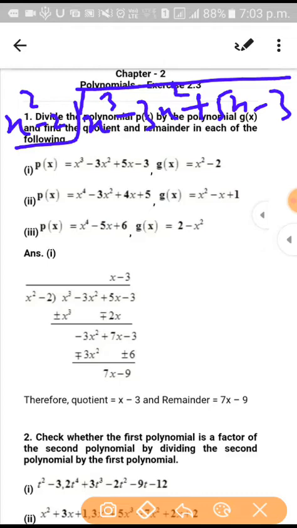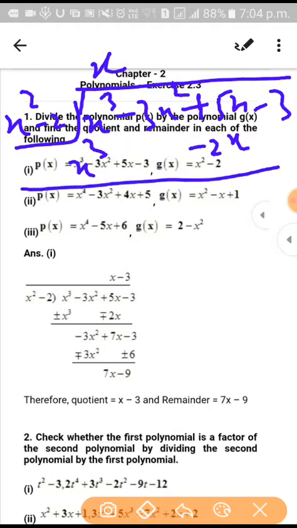Okay, so we need x cube, and we have here x square. So what we'll do, we have to multiply x square by x, so we'll get x cube. X square multiply x is x cube, and then minus, and this sum here is plus, and then minus 2 multiply x is minus 2x, so we'll write here minus 2x under the like terms. So when we subtract, the sign will get changed, x cube will be gone, we have here minus 3x square plus 5 plus 2 is plus 7x minus 3.